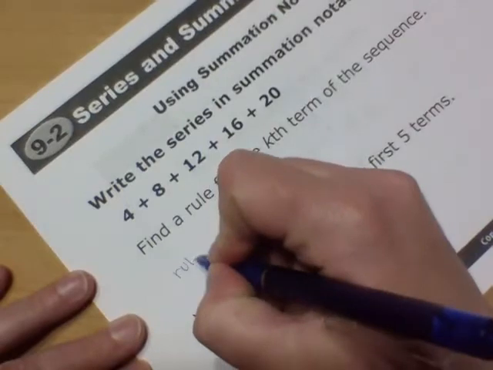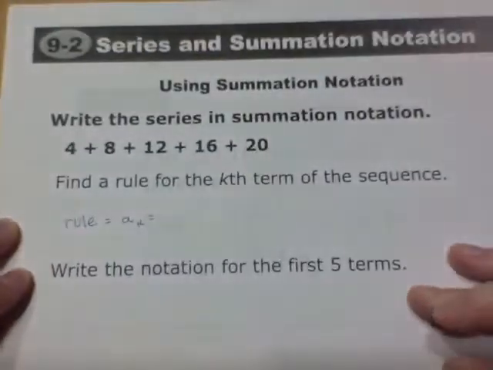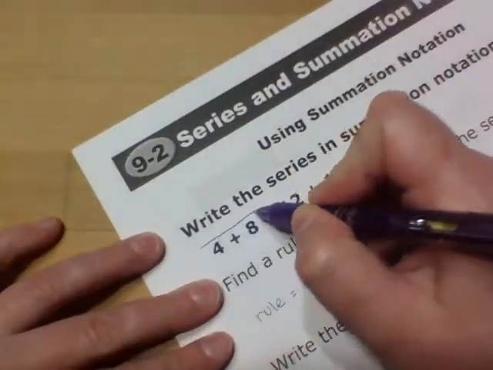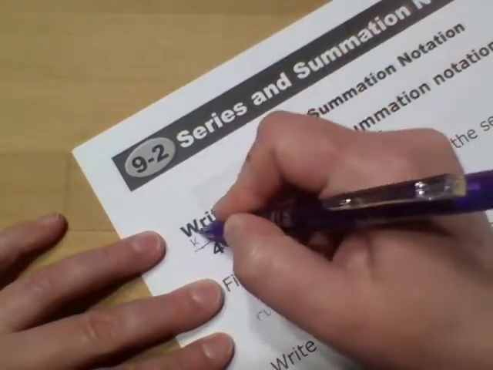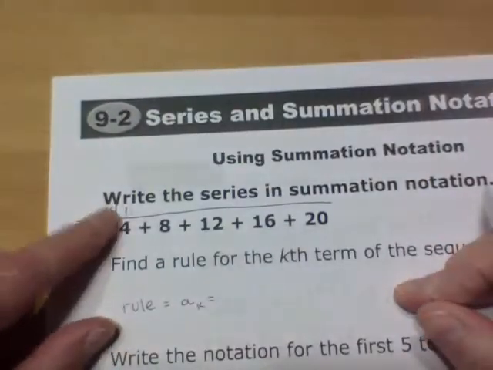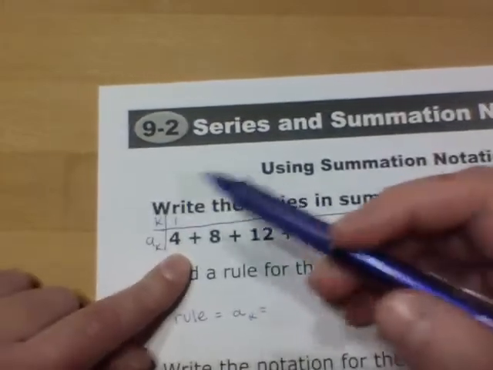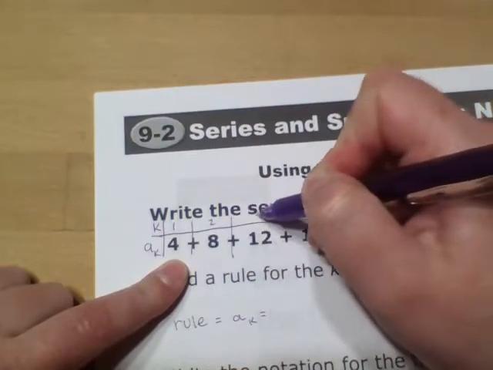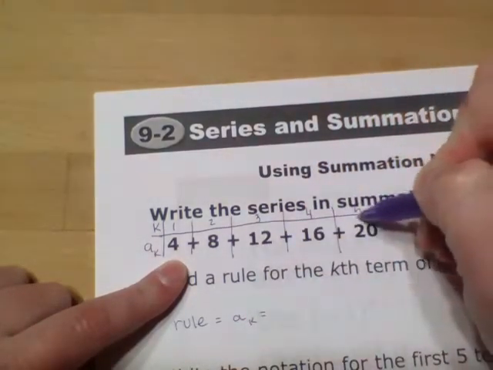So our rule is an equation that we're going to call a sub k. And so all we need to do is figure out what do I do, for instance, to the number 1 to get 4, because that's how you get from our x value, if you will, to our y value. So how do we get from 1 to 4, or 2 to 8, or 3 to 12, or 4 to 16, or 5 to 20?